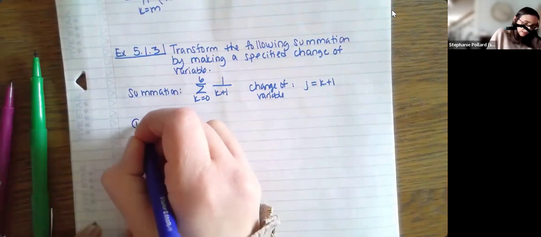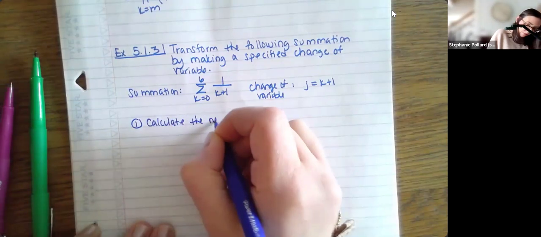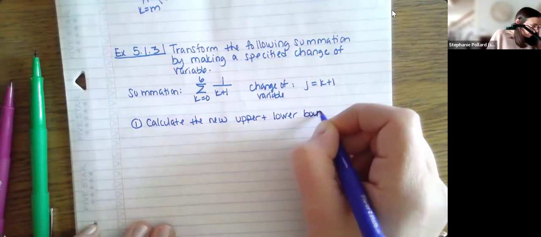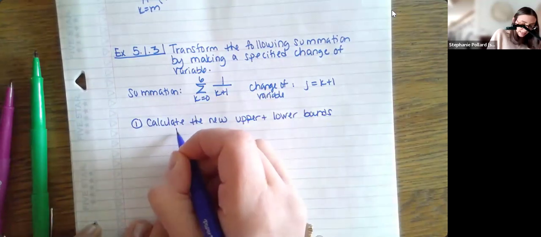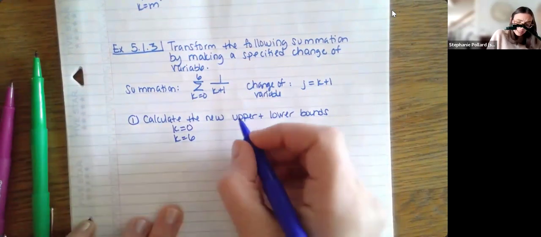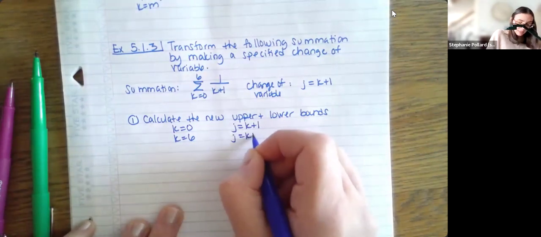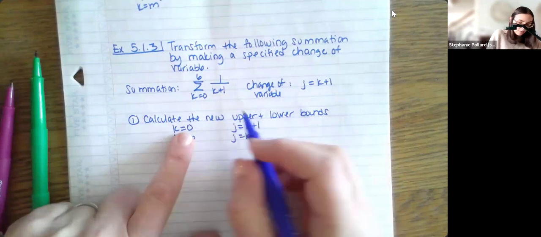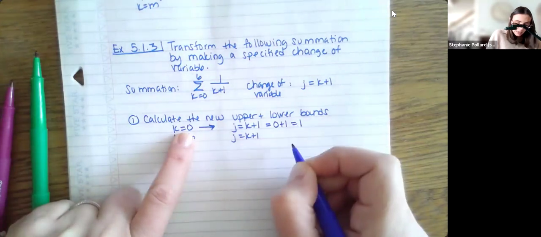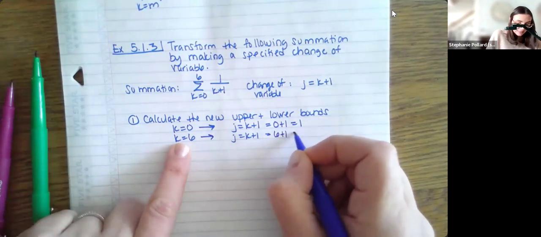So the first thing we're going to do is calculate the new upper and lower bounds. So our original bounds were k equals 0 and k equals 6, right? So that's what my original ones were. My new formula is j is equal to k plus 1. So what happens here is, well, if k is 0, if I plug that into my formula, then j would be 0 plus 1 equals 1. And then here, again, if I plug in k is 6, I get 6 plus 1 is 7.